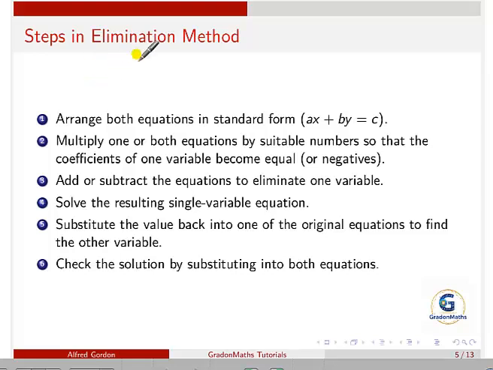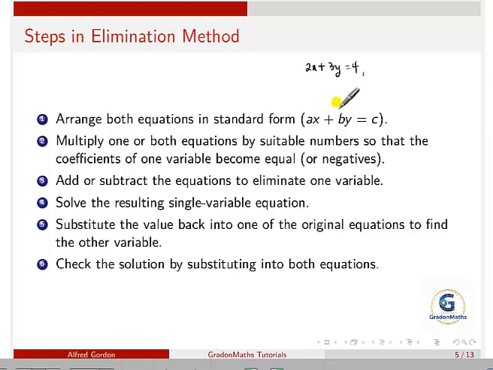Okay, now the steps that we shall use for the elimination method are: first, we shall arrange both equations in standard form, that is in the form ax plus by is equal to c. So for instance, if we already have 2x plus 3y is equal to 4, then this is already arranged in the standard form.